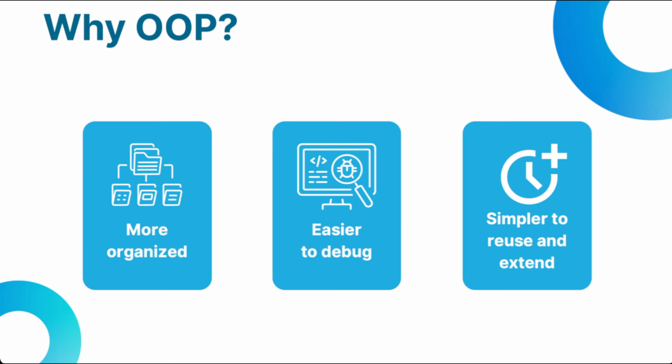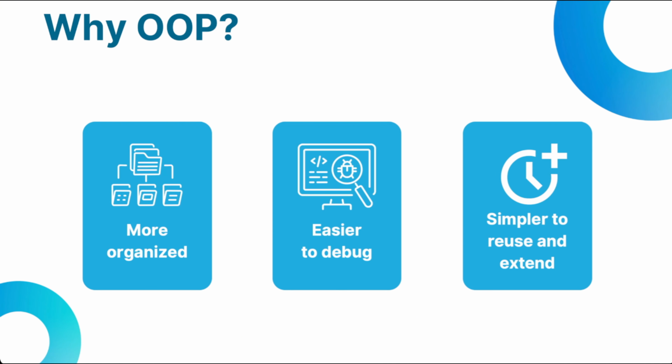Here, reusable means that once you create a class, you can use it again and again in different parts of your program or even in different projects without rewriting the logic. And extensible means that when you need to add new features, you can extend existing classes or create new ones without breaking everything else. This makes your program grow naturally, like adding new rooms to a house. So, object-oriented programming is all about organizing your code into objects. It's the secret to writing programs that are cleaner, easier to maintain, and ready to grow as your needs change.